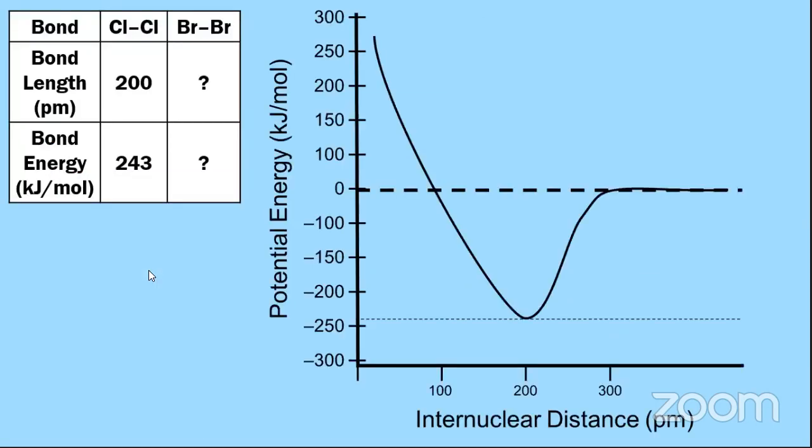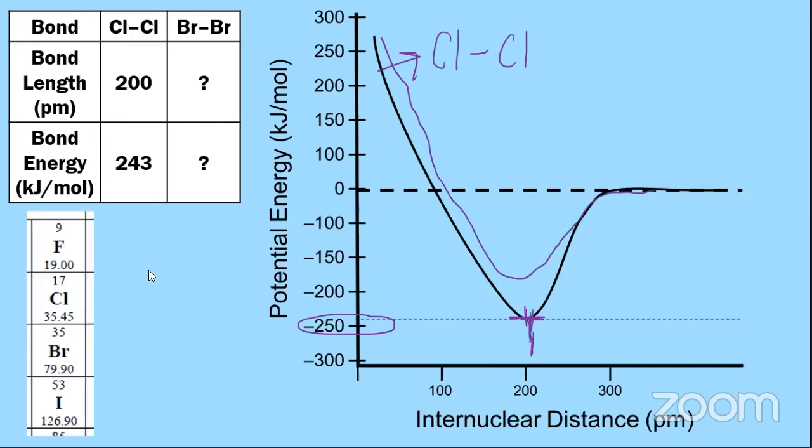Now, here I have a diagram. This is for the chlorine-chlorine bond. And we can see that this represents the minimum energy, and that would correspond to around 243 kilojoules per mole. We also see along the x-axis, this would be the distance between the nuclei. That's going to be around 200 picometers. So I'm going to go ahead and draw another curve. And this time I'm going to make the valley a little bit higher, like that.